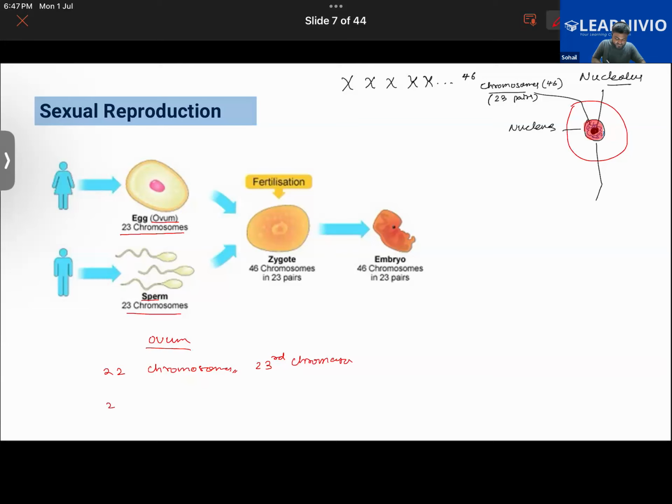The same thing is seen in the case of sperm also. The first 22 chromosomes would be identical to each other, while the 23rd chromosome will be different. It's like that.